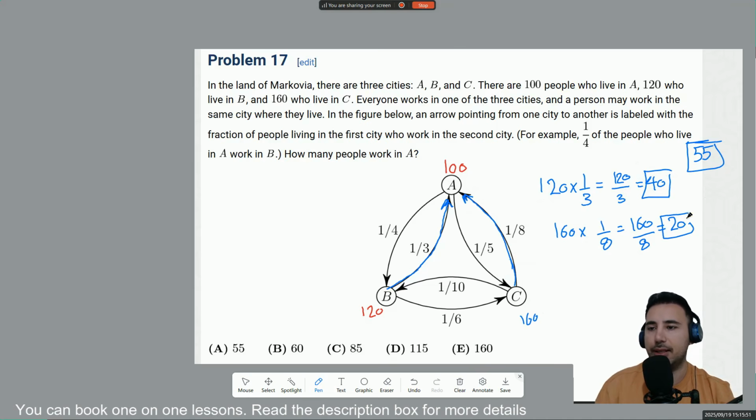So we just need to add them all up. This is 60 plus 55, which is equal to 115. Let me write it this way. So the answer is just 115.